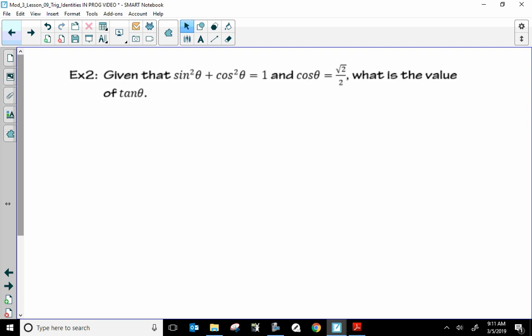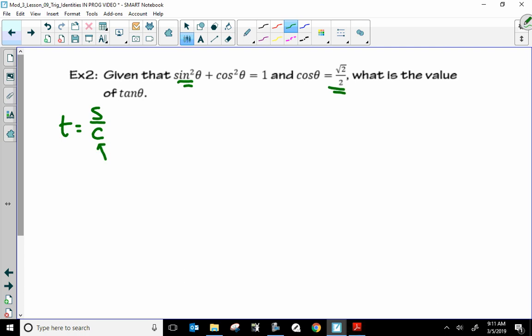All right, so we're going to do the same thing. We are going to solve for sine here. How do I know that? I need tangent. Tangent is sine over cosine. They give me cosine, so in order to find tangent, I need sine. How do I find sine? I take my cosine value and plug it in for cosine. It's the same thing we just did. We're just taking it one minor step further.